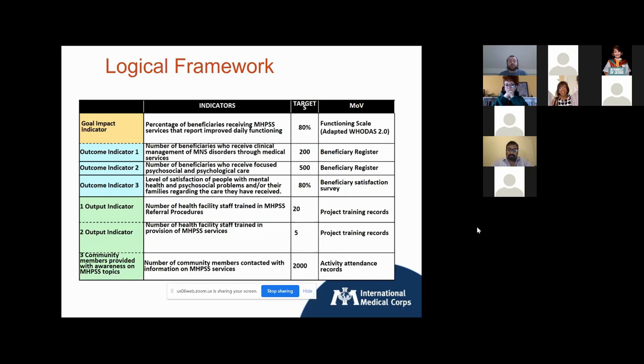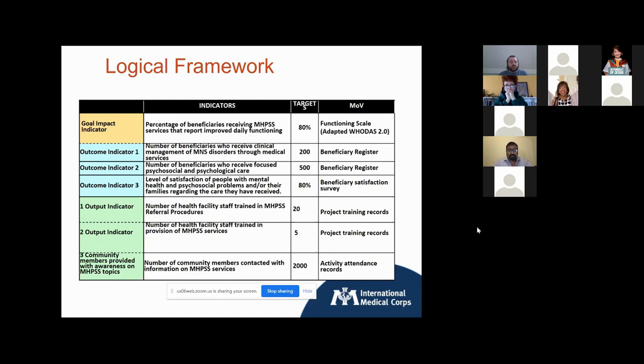The target here is set at 80%. The reason why this target has been chosen is based on prior experience of programming, looking at the levels of satisfaction that we have noted in other similar projects and interventions within the context, and with the addition of setting the bar a little bit higher, as we're also always trying to improve the level and quality of services that we're providing, and the satisfaction that our beneficiaries have with our services also.